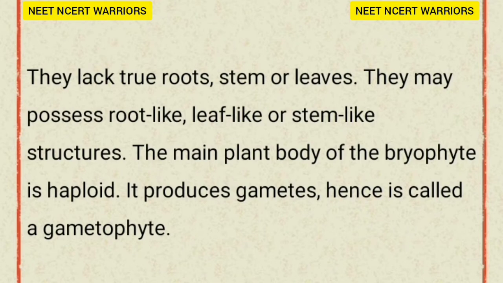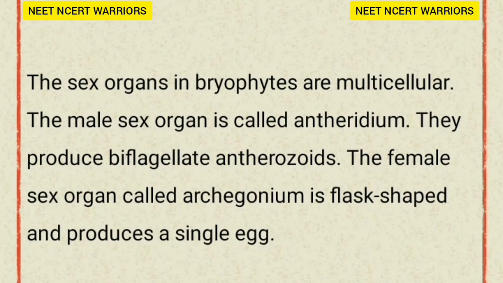The main plant body of the bryophyte is haploid. It produces gametes, hence is called a gametophyte. The sex organs in bryophytes are multicellular. The male sex organ is called antheridium. They produce biflagellate anthrazoids. The female sex organ called archegonium is flask-shaped and produces a single egg.